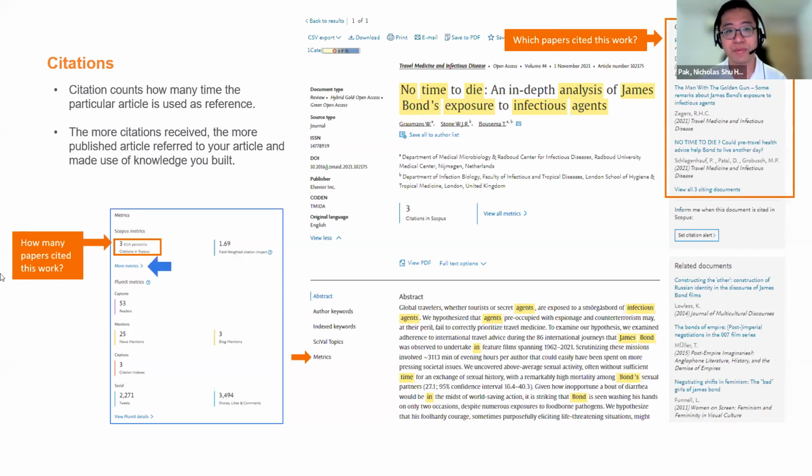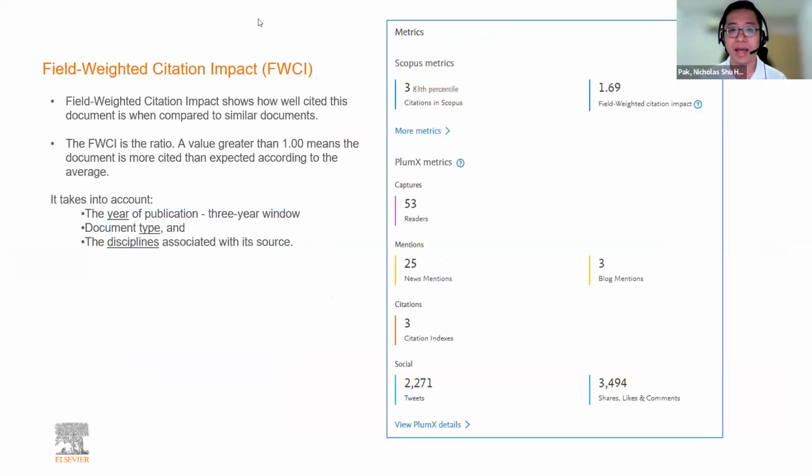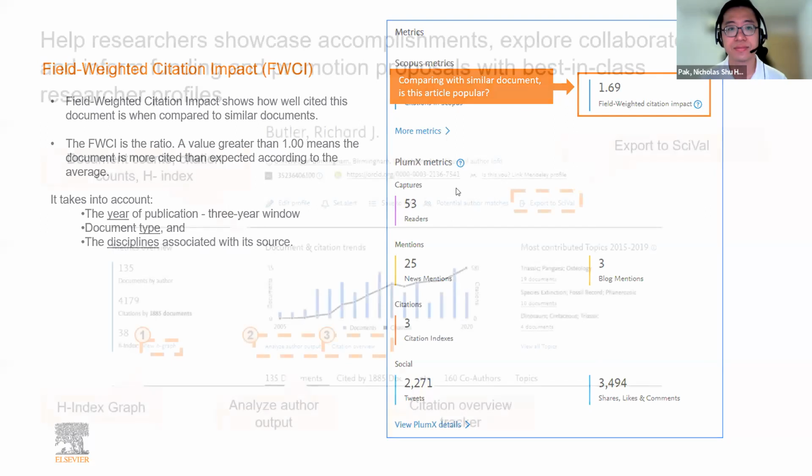So you can see the number of papers that have cited this work. You can see which papers have cited this work. And I think this is actually quite useful as well to see. So we talk about FWCI and how well the citedness is when compared to similar documents. One is the global average. So it takes into account the year of publication, a 3-year window, the document type, as well as the disciplines associated with the source itself.